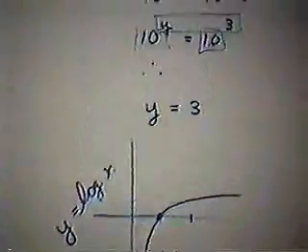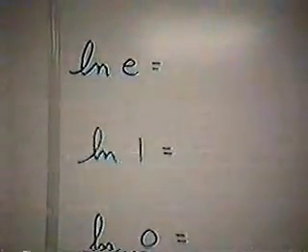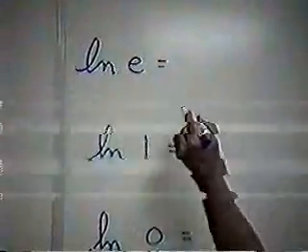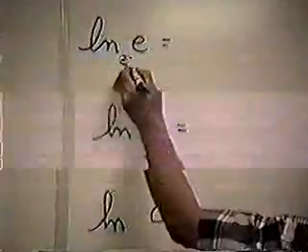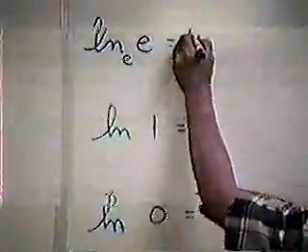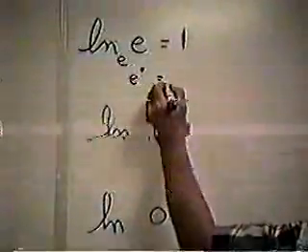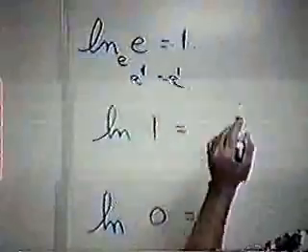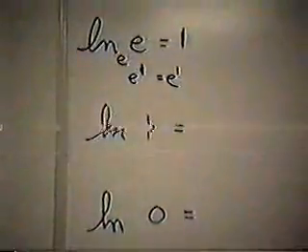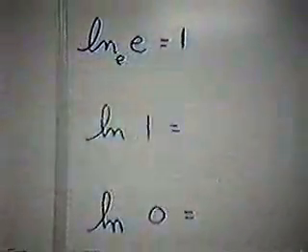Okay, now let's look at some facts that you need to know. The first row says the log of e is equal to what? Well, e raised to what power equals e? It has to be a 1. So the log of e is 1. Memorize it. Just know it. You'll run across it over and over and over again.